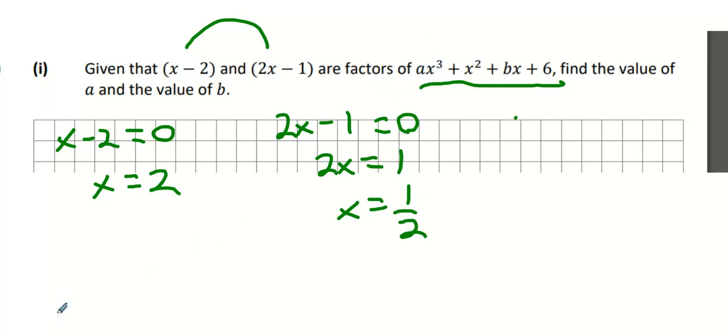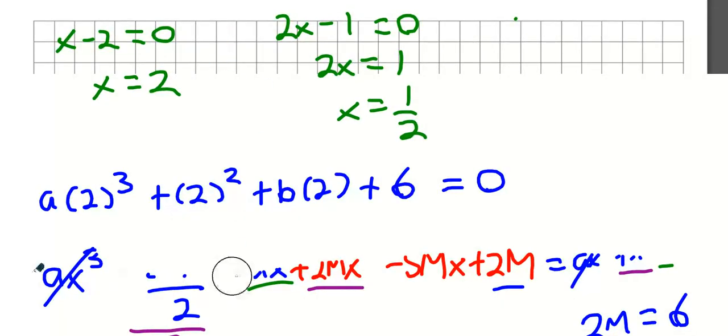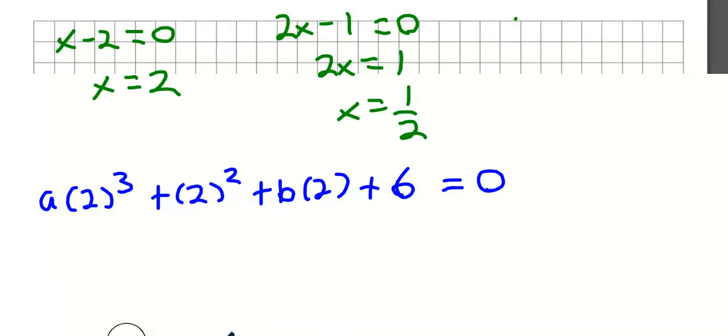Sub them in. a times 2 cubed plus 2 squared, b times 2 plus 6. And what does a root do to an equation? It causes it to be equal to 0. And when you multiply this out, you're going to get 8a plus 2b equals... You bring it all over to your side and you do get minus 10, yeah. And what about the other one then?